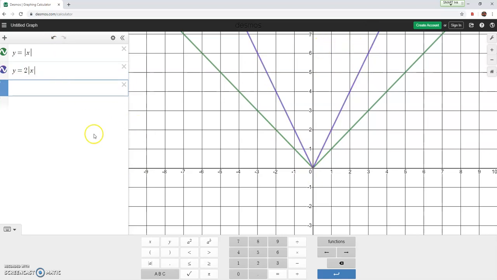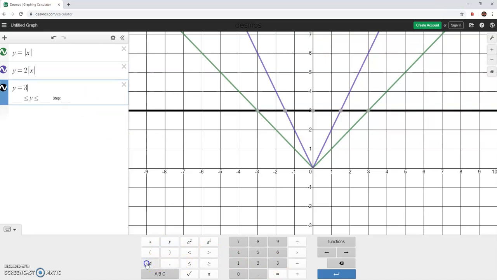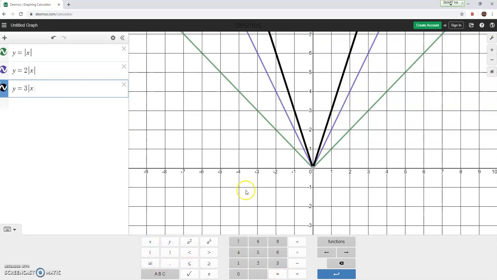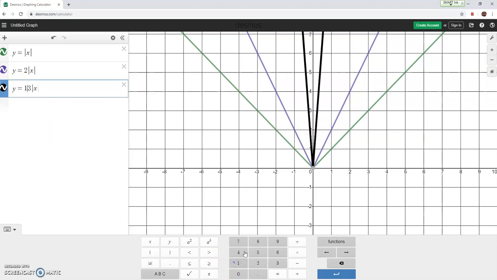All right, I'm going to stretch it more. y equals 3 absolute value of x, and it continues to get narrower. Obviously you could make this conjecture: the bigger I make a, the more narrow or the more vertically stretched it gets. Everybody's fine with that? So if I made this 13, it's going to start getting really narrow.